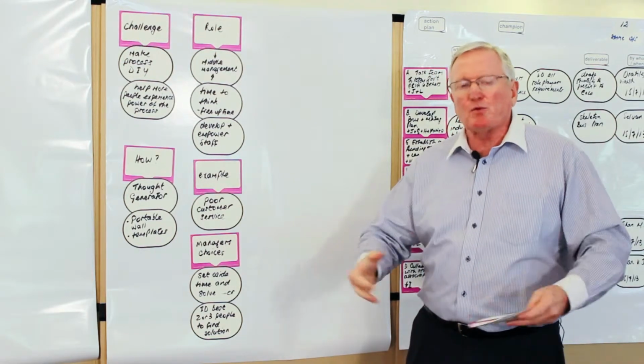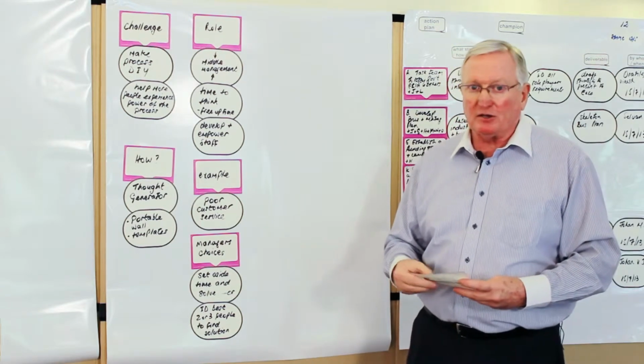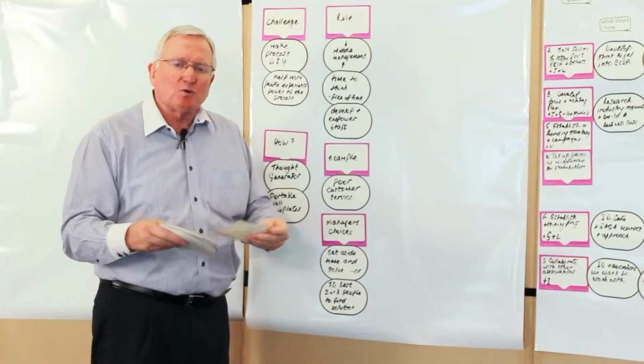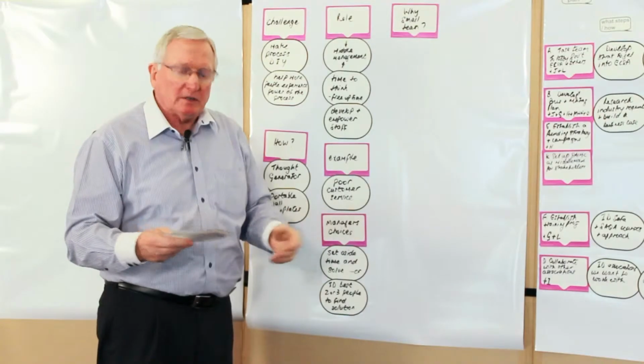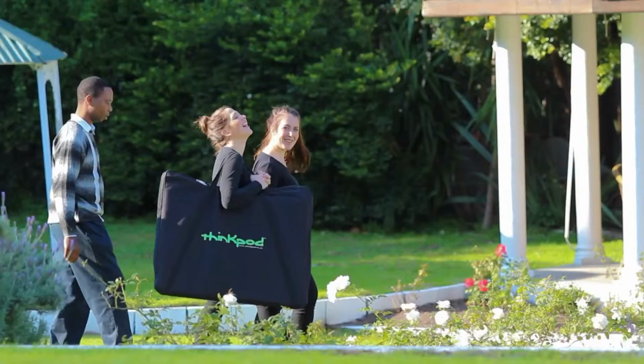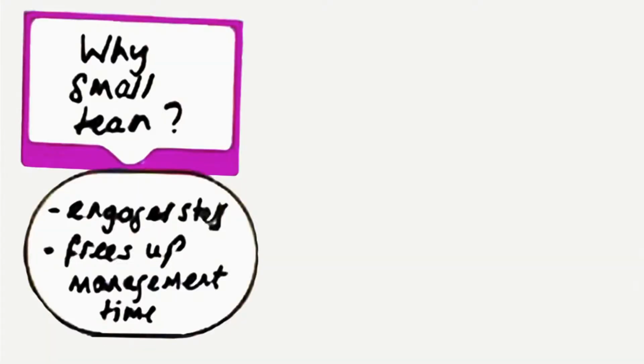Start to give some of the work and delegate it down into the organization and let them start tackling those issues. So now, why the small team? Why should we take those 2 or 3 people and start allocating the responsibility to them? Well, the reasons are, firstly, it engages the staff. It gets them involved in being part of the business.